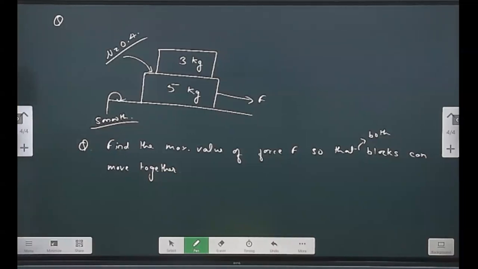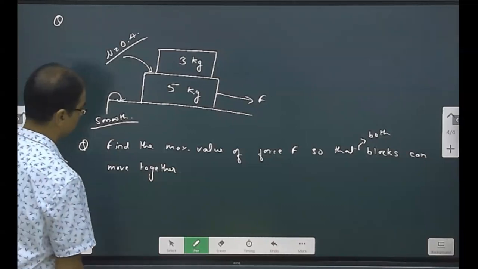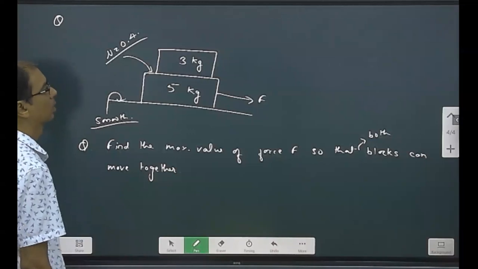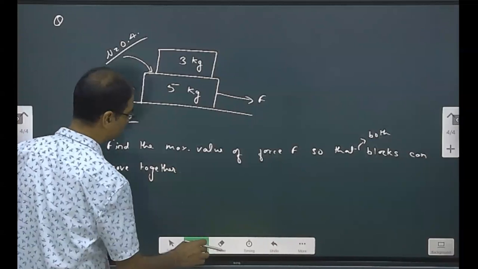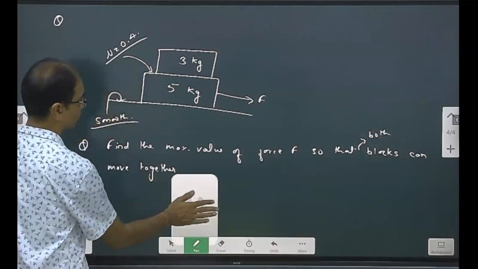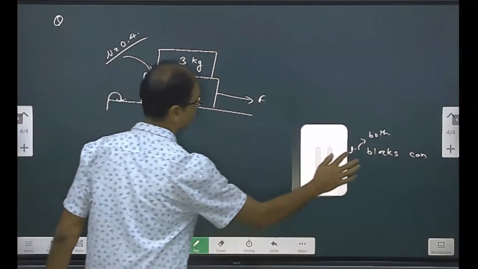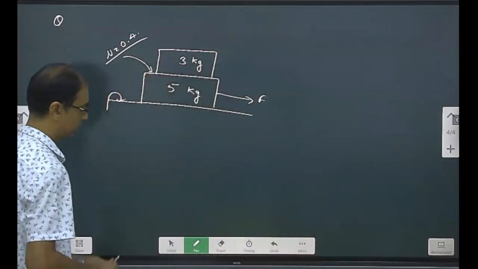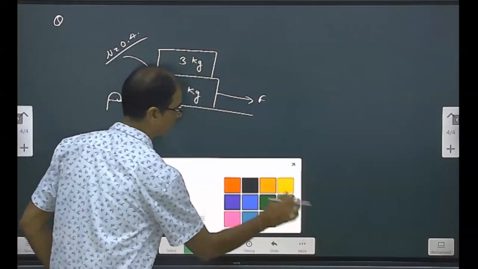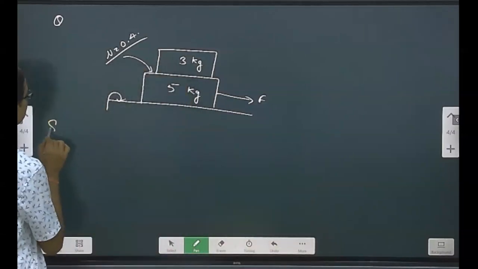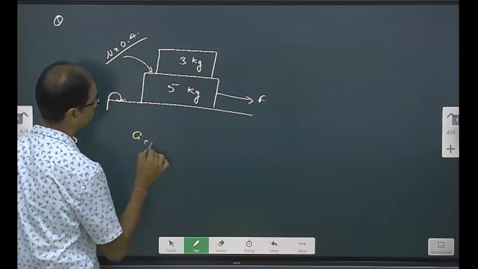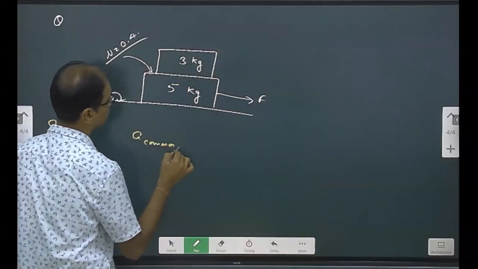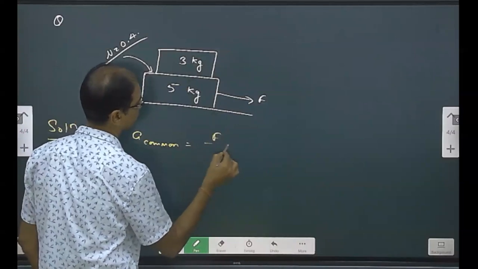Done? Yes, sir. Okay. So then what to do? First is go for again common acceleration. How to write common acceleration in this case? Common acceleration in this case is going to be F by 8. Solution says find common acceleration. I don't know F value. So it will become F by m plus m, that is F by 8.